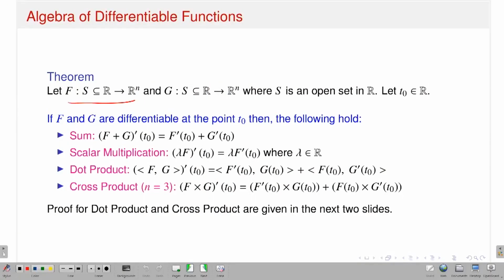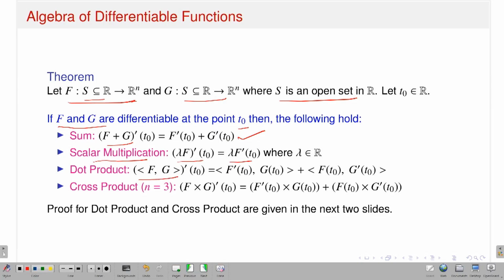Okay, so this is the algebra of differentiable functions. That means if I add two differentiable functions, the sum is differentiable. So take two functions: capital F is a function from a set A, a subset of R, to Rn, and capital G is a function from A, a subset of R, to Rn, where A is an open set. If F and capital G are differentiable at the point t naught, then the sum is differentiable and the derivative is nothing but this. Scalar multiplication is differentiable, and the derivative at t naught is nothing but this one.